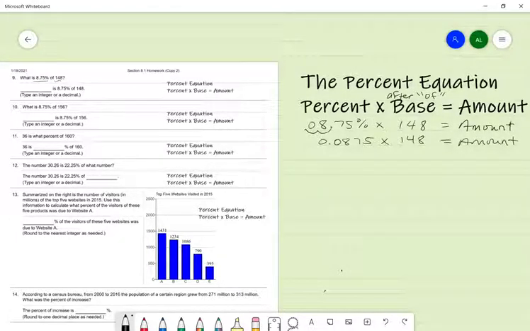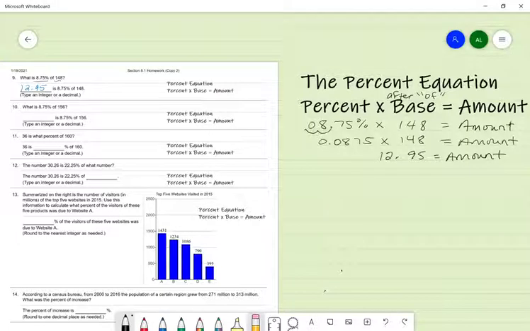So after multiplying 0.0875 times 148, that equals 12.95, which is the amount. So when I go back to my answer space here, I'll write 12.95 is 8.75% of 148.